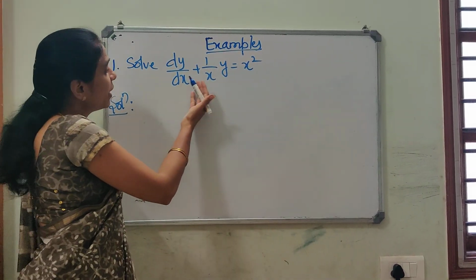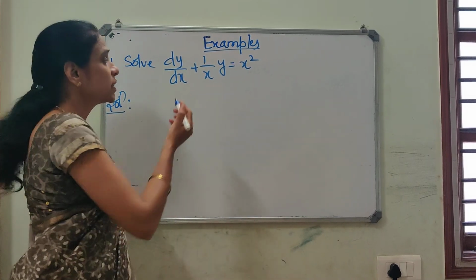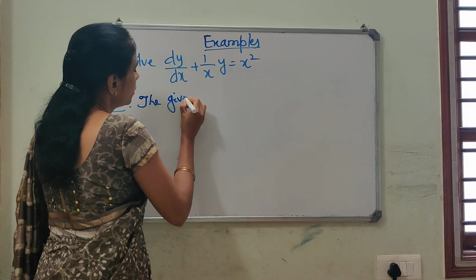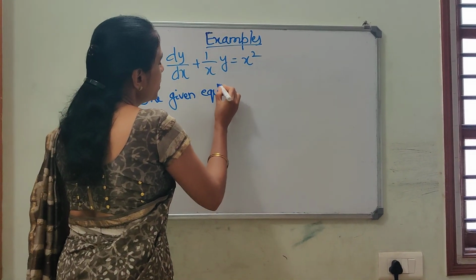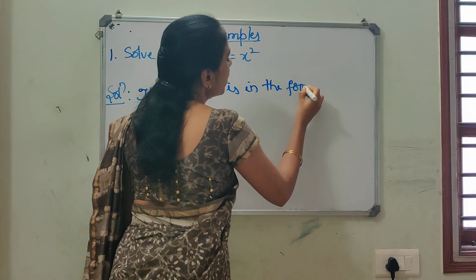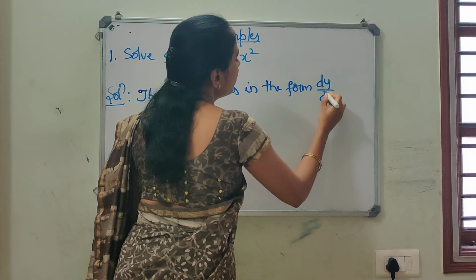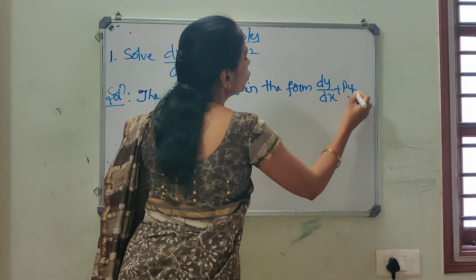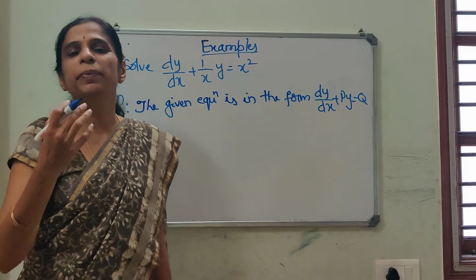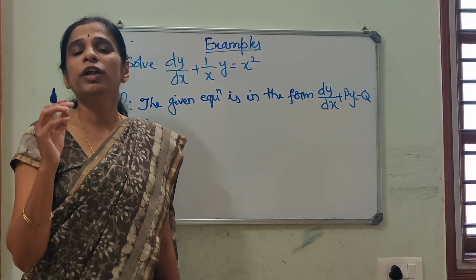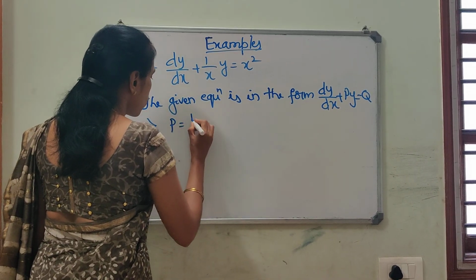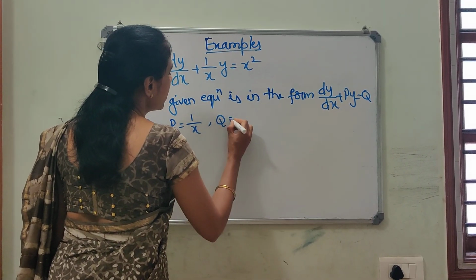You can see here by looking at this, we can easily say that the given equation is already in the form dy by dx plus py is equal to q. So you can simply go to the second step where you need to identify what is your p and what is your q. So here p is 1 by x and q is x square.